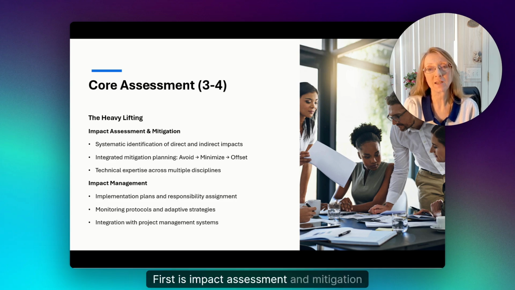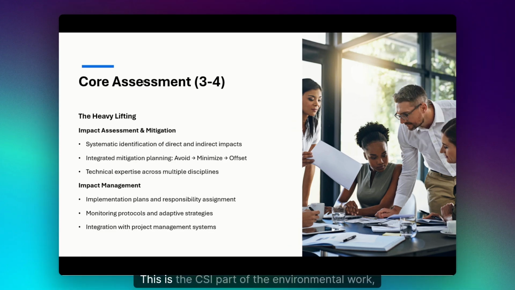First is impact assessment and mitigation planning. This is the CSI part of the environmental work, where you're looking for clues to connect the dots that aren't always obvious. So, yes, your construction project's going to remove some trees. That's the easy part. But here's what keeps assessors up at night. What happens next? Will all that human activity change how wildlife moves through the area? Is your project going to mess with water runoff 3 miles down the road? These indirect impacts are the sneaky ones that can get you if you're not careful.